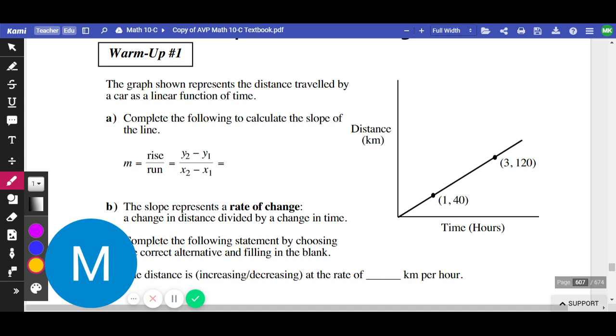Two random points means use this formula, right? y2 minus y1 divided by x2 minus x1. Name one of your points point 1, one of your points point 2. I'm going to say this is point 1, so this is x1, this is y1. This is x2, this is y2.